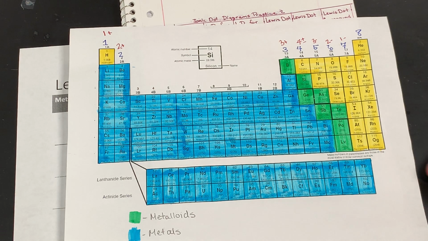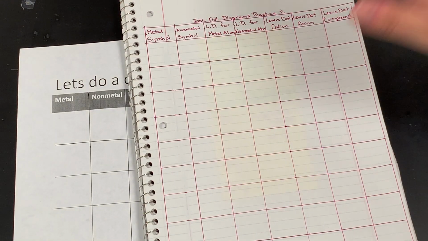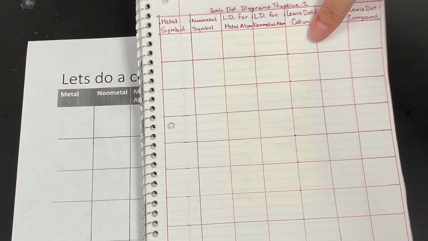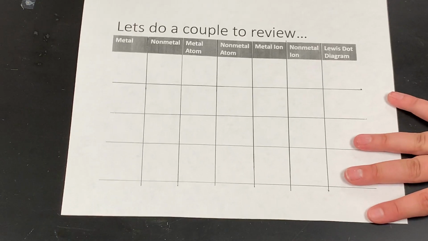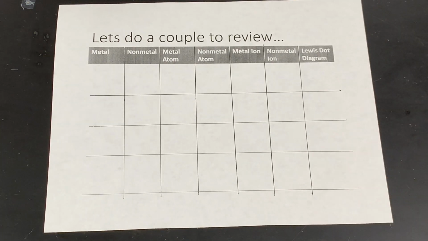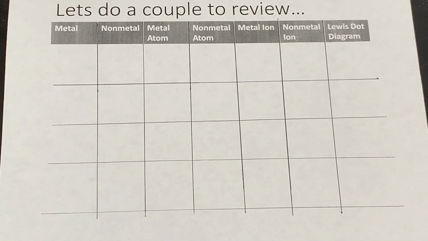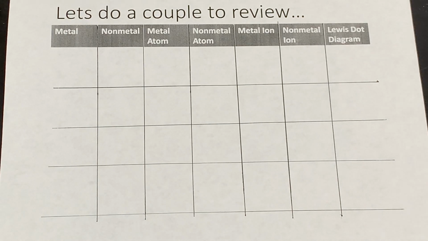Okay, so I'm going to set aside this. I don't want you to write on this yet. We're going to get to that in a minute. Before we do, I want to go over a few review problems. So if you want to do this on some scratch paper, that's totally fine. But this is some examples of how we're going to do the activity on page 93.